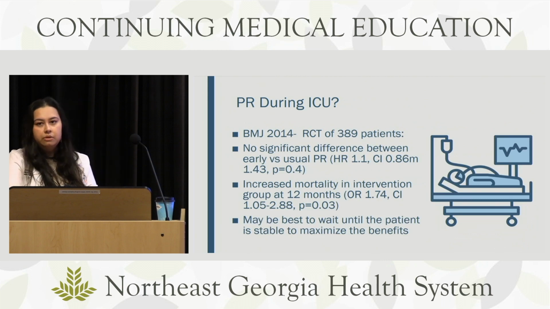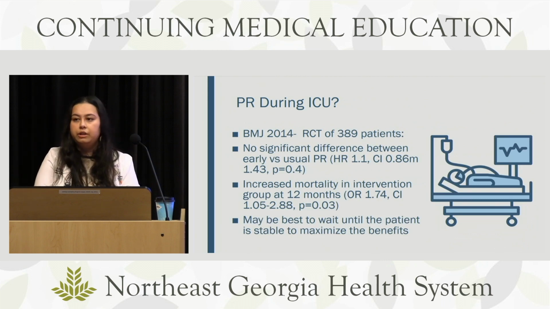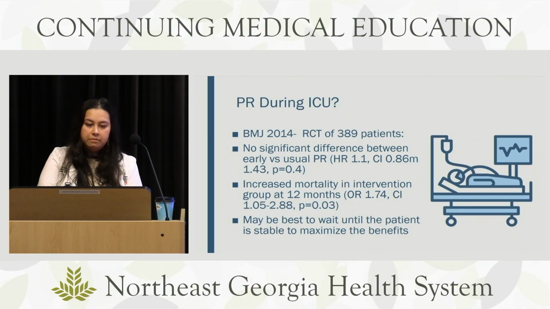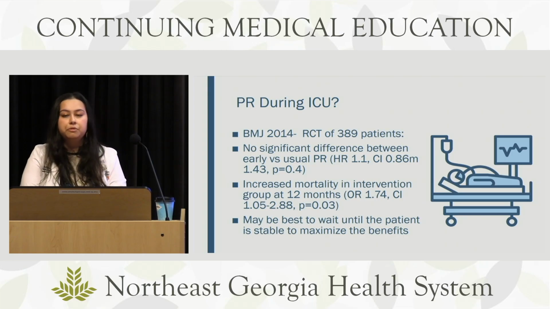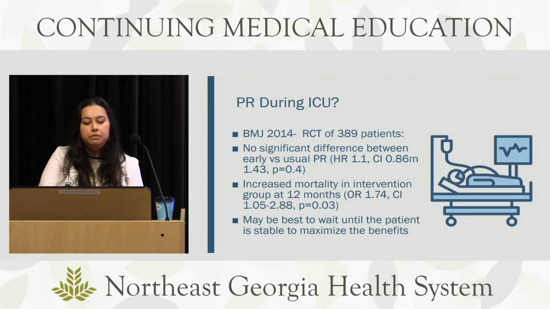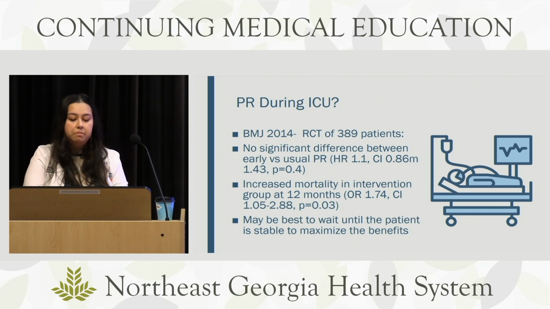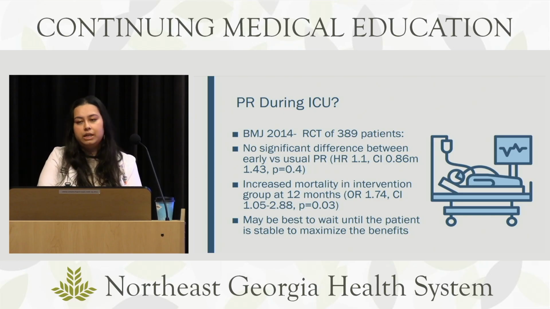So what about ICU? What if the patient comes and they're having acute respiratory failure? Do we start pulmonary rehab then? So a study was done in 2014, a randomized controlled trial about early rehab versus late in the hospital setting. There was no significant difference between early or usual pulmonary rehab. Hazard ratio was 1.1 with p-value of 0.4, but there was an increased mortality for those who did early ICU pulmonary rehab. So p-value of 0.03. So from this, they have determined that it may be best to wait until the patient is stable to maximize the benefits.